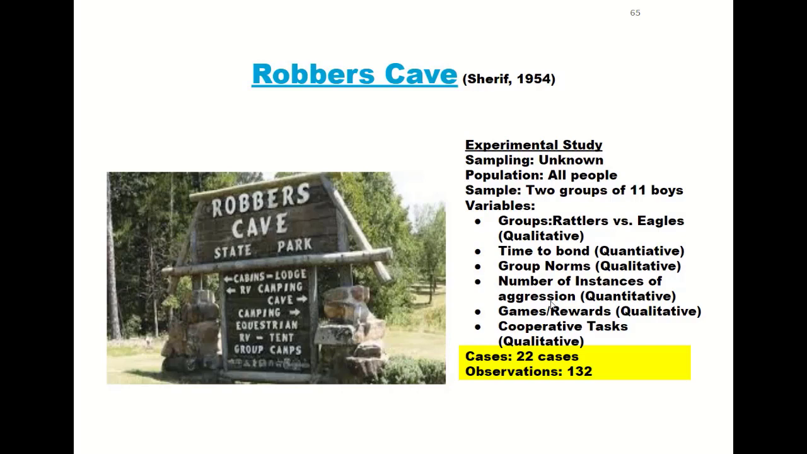What they were trying to do is separate the situation from any other mitigating factors that might contribute to the experiment. Ultimately, if they had 22 cases, and assuming these were the only 6 variables, because I don't know exactly how many there were, but assuming these were the only 6 variables, then there would be 132 observations.